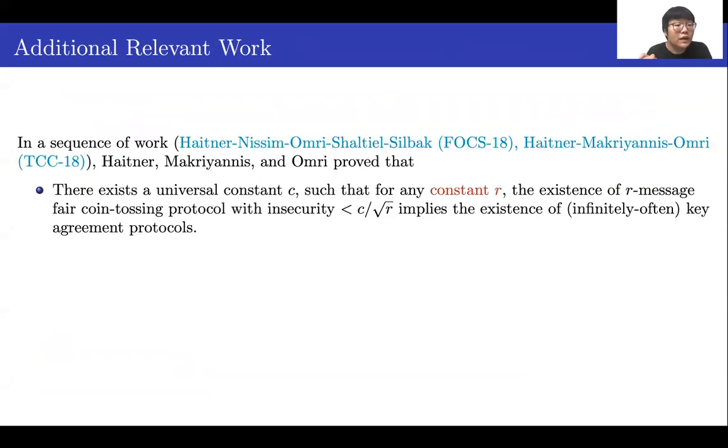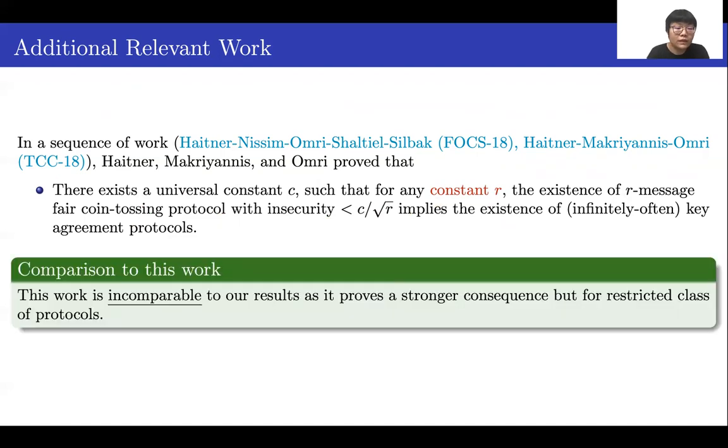In another relevant work, Haitner, Makriyannis, and Omri prove that there exists a universal constant C such that for any constant R, the existence of an R-message fair coin tossing protocol with insecurity less than C over square root of R implies the existence of key agreement protocols. This work is incomparable to our work, as it proves a stronger consequence, but for a restricted class of protocols.